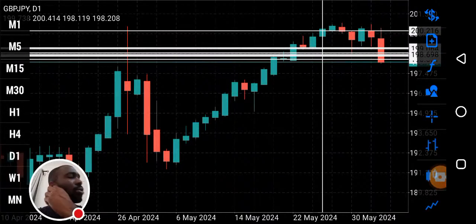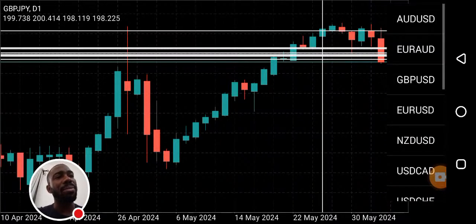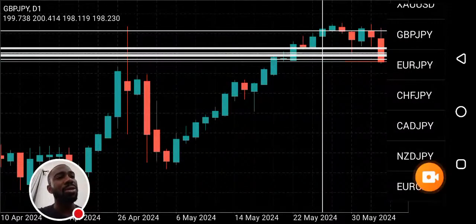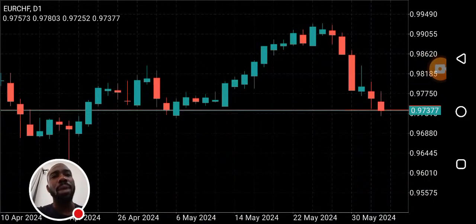Someone says we should look at Euro CHF. I think Euro CHF and GBP CHF are positively correlated. So let's see, do I have it on my list? GBP CHF, Euro CHF. So we analyze Euro CHF. I believe both are positively correlated.